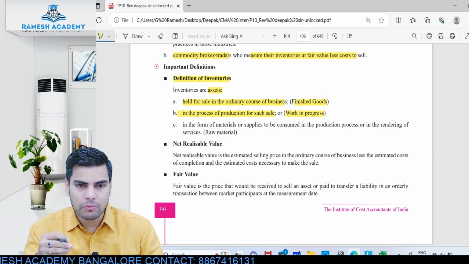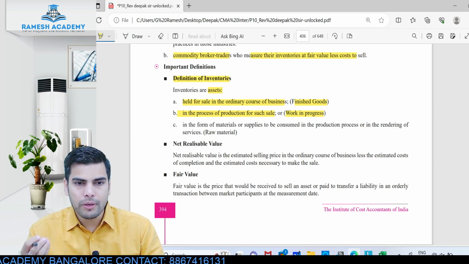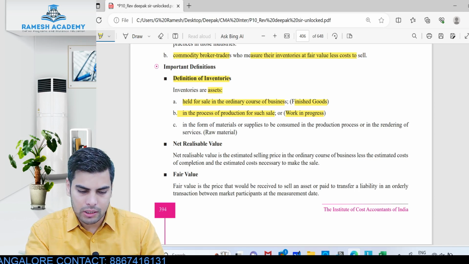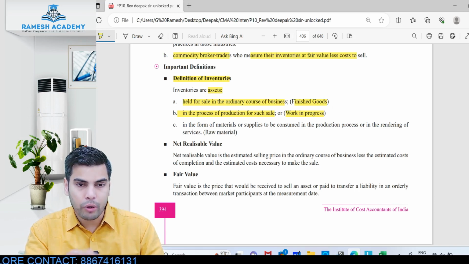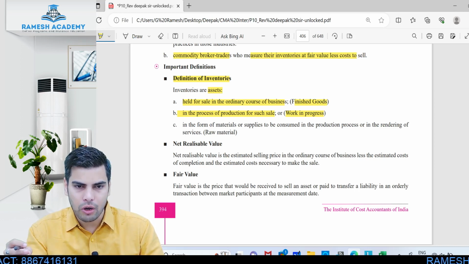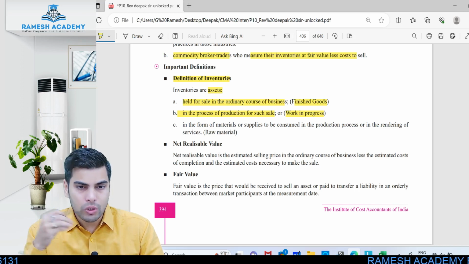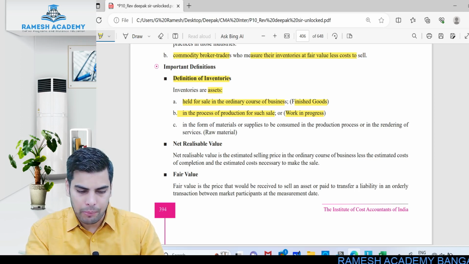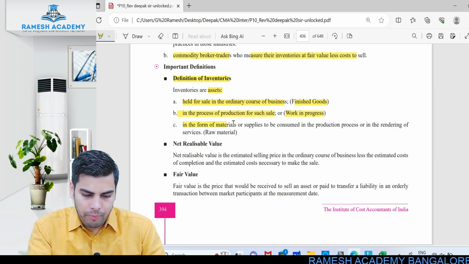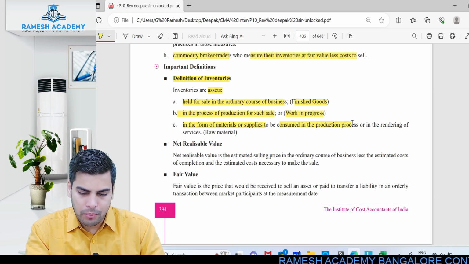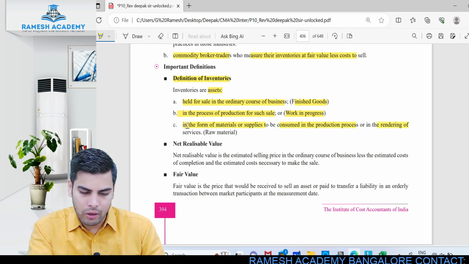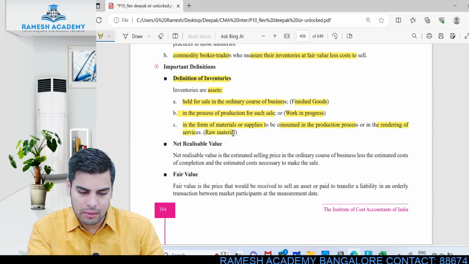Sometimes we'll be holding inventory which will be used during the course of conversion of raw material into finished goods. Look at this, which will be used in the process of production for such sale. In order to produce the goods, I'll also be having some stock. I'll not be directly selling these stocks; rather, I'll be using them to get some end product. So in the form of material or supplies to be consumed in the production process or in rendering of services, these are nothing but raw material.